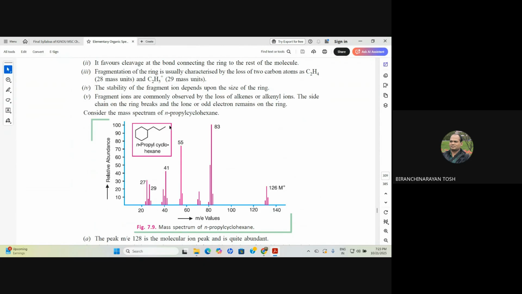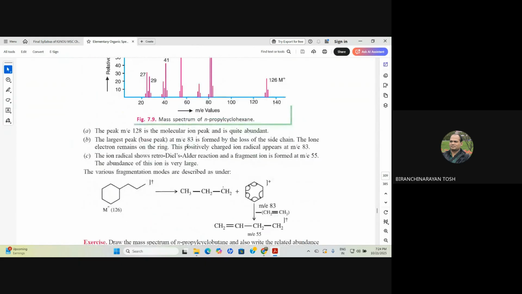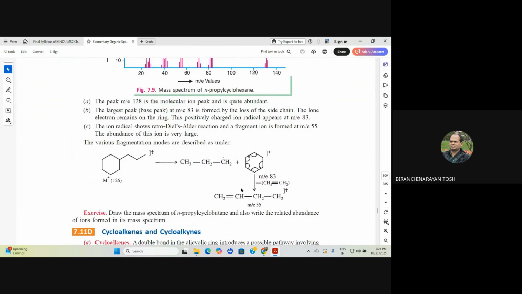43, C3H7. Yes, 43 unit loss. The lone electron remains on the ring. The positive charge ion radical appears at 83. So that is the base peak. The ion radicals show retro-Diels-Alder reaction, and the fragment is formed at 55. This one, retro-Diels-Alder reaction.